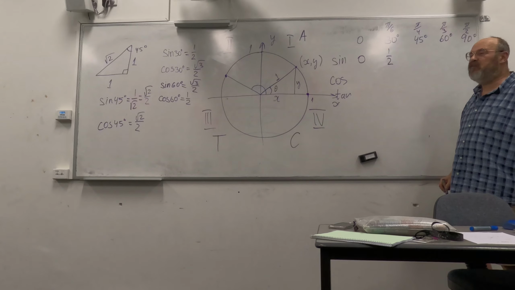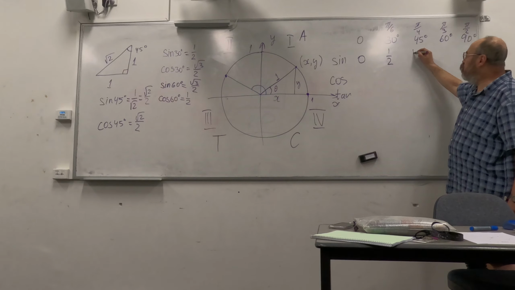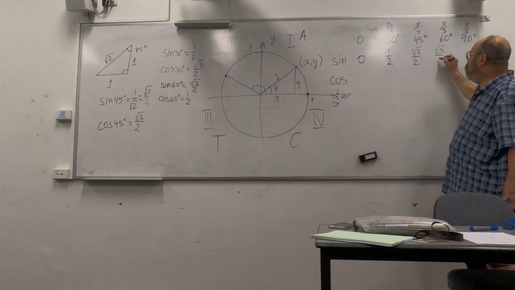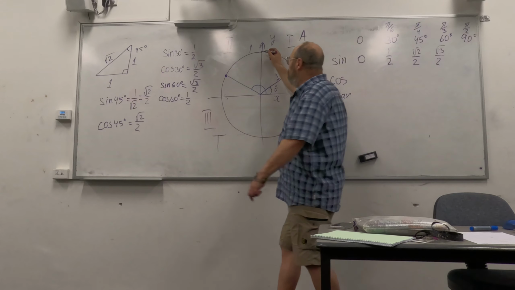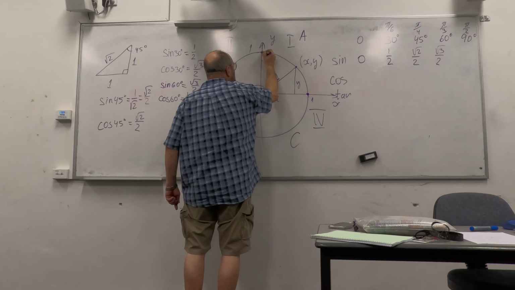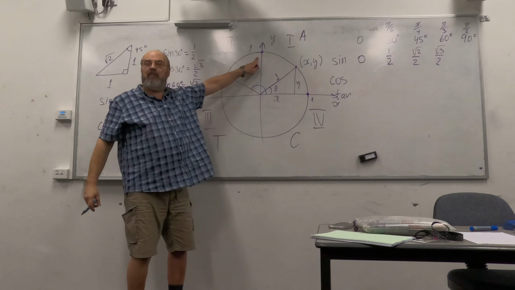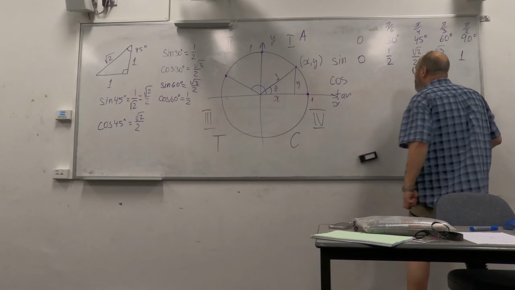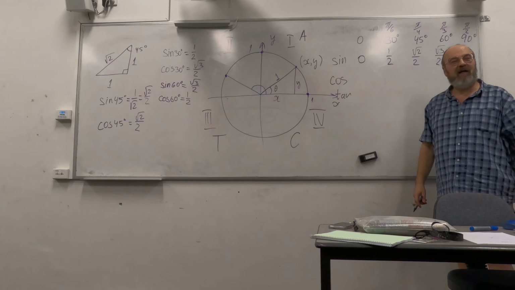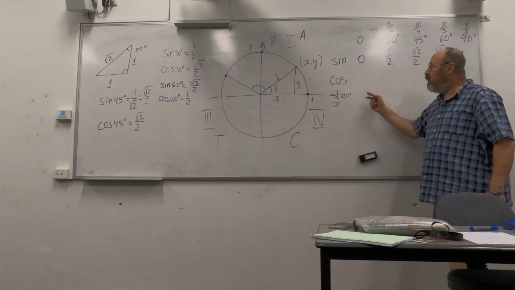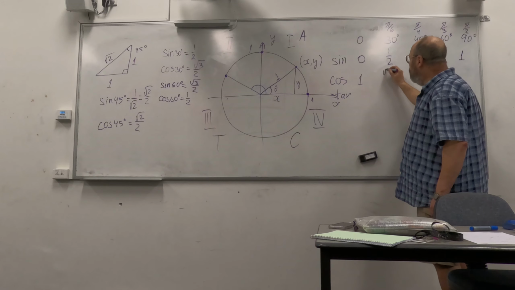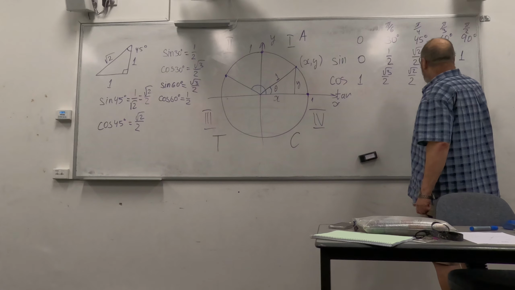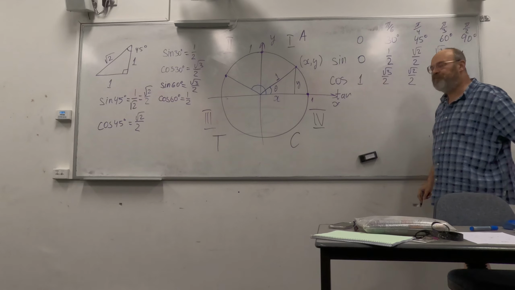Sine 45 degrees, or pi on 4, is root 2 on 2. 60 degrees, root 3 on 2. Now 90 degrees, or pi on 2, is this point. What is the y coordinate of this point? 1. Cosine will be going the other way. Cosine 0 is 1, root 3 on 2, root 2 on 2, 1/2, 0.